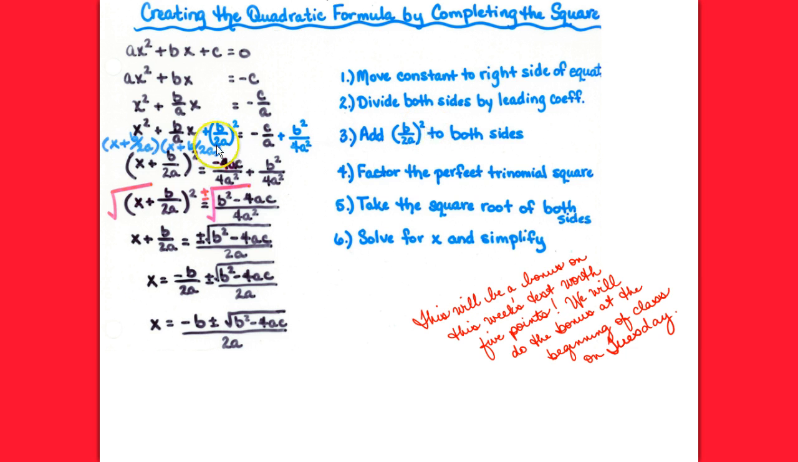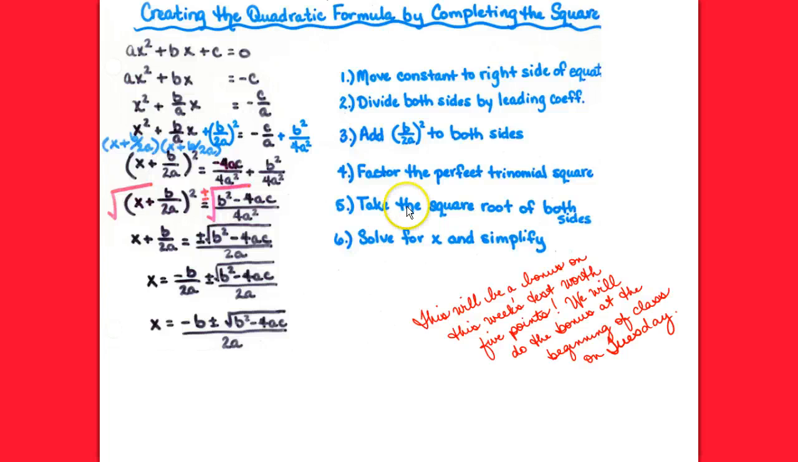So you can see we've done that right here. We've added that b over 2a squared to both sides. And over here on the right-hand side, we just simplified it a little bit because b squared is b squared, 2 squared is 4, and a squared is a squared. All right? Next thing says factor your perfect trinomial square. So if I have x squared, that would factor down to x times x. And if I have b over 2a squared, that's going to factor down to b over 2a times b over 2a. So you could write that as x plus b over 2a, squared. So we have factored it as a perfect trinomial.